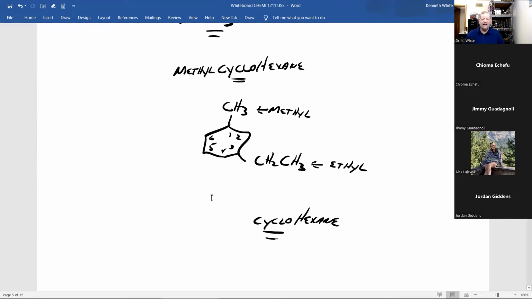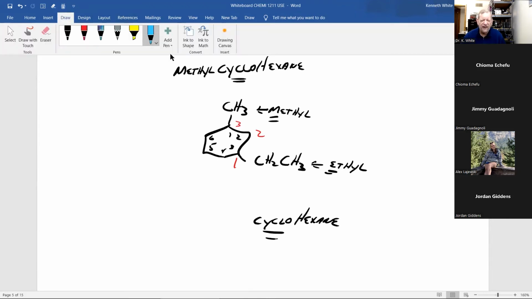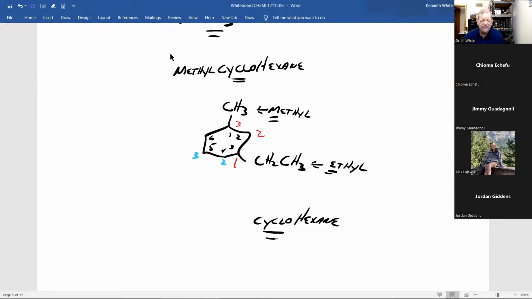So, since E comes before M, I'm going to call this carbon 1. Now, if I number counterclockwise, the methyl is on carbon 3. If I go clockwise, the methyl group is on carbon 5. And you go in the direction that gives the overall alkyl groups the lowest number. So I'm going to pick 1 and 3.